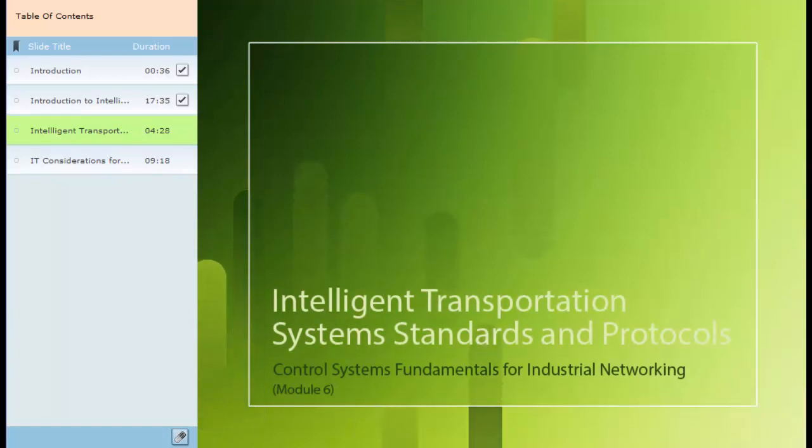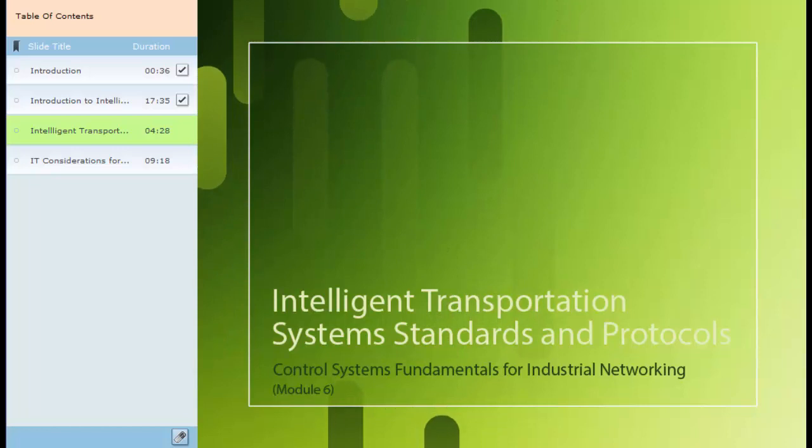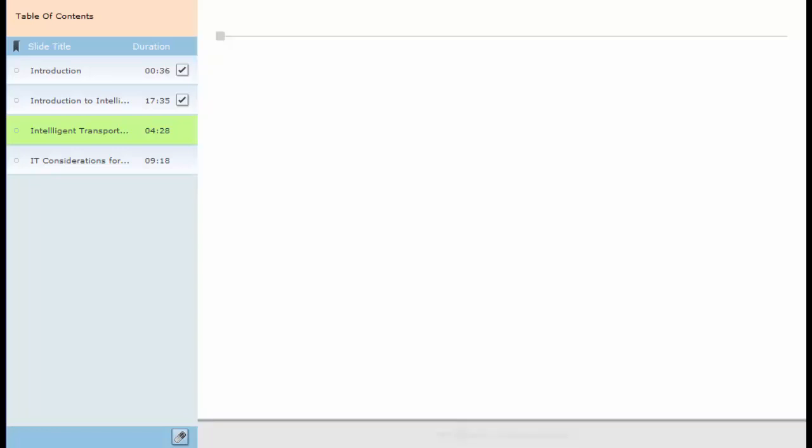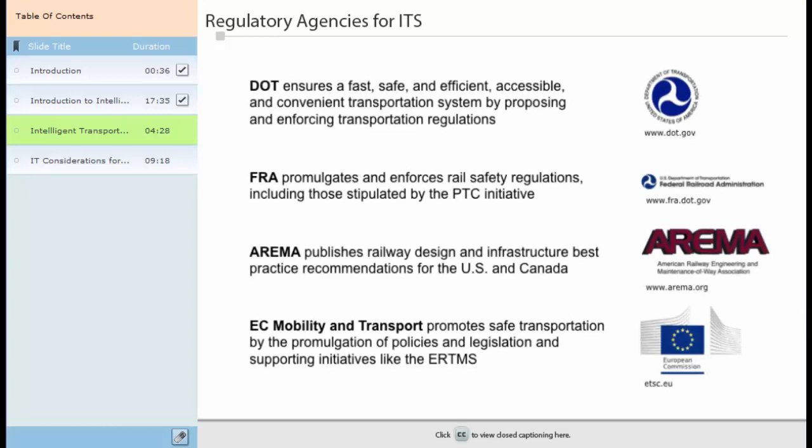In this lesson, we will explain how connected fleet and rail fit within the ITS space by presenting intelligent transportation system standards and protocols. To guarantee safe travel in all facets of transportation, the following agencies focus on developing ITS infrastructure regulations and recommendations. The Department of Transportation is a US agency devoted to ensuring a fast, safe, efficient, accessible and convenient transportation system. The DOT proposes and enforces transportation regulations.